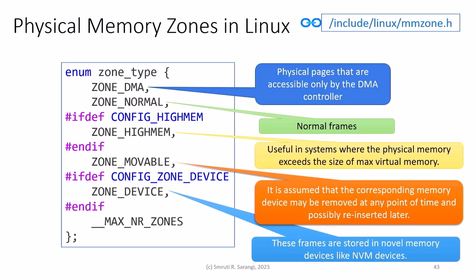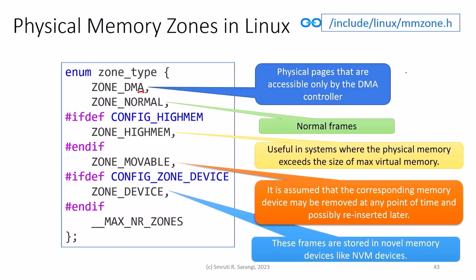So if I look at the types of zones that are normally defined, you'll have a DMA zone, which is for DMA access, a normal zone, which is for regular pages. Zone high mem is slightly interesting. This is purely for embedded devices where the size of the physical address space is larger than the size of the virtual address space. Assume it's a 16-bit system.